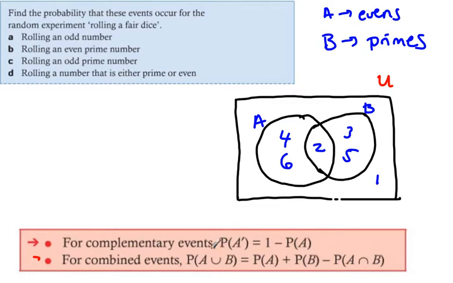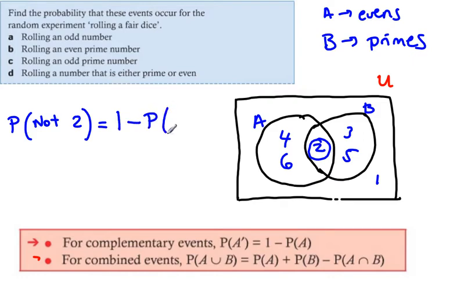So for example, complementary events. If I wanted the probability of not getting a 2, so the probability of not getting a 2 is actually the same as 1 minus the probability of getting a 2. So probability of not getting a 2 would be 1 minus the probability of getting a 2, which is 1/6. And 1 minus 1/6 is 5/6. So basically complementary events, A and not A apostrophe, add up to 1.